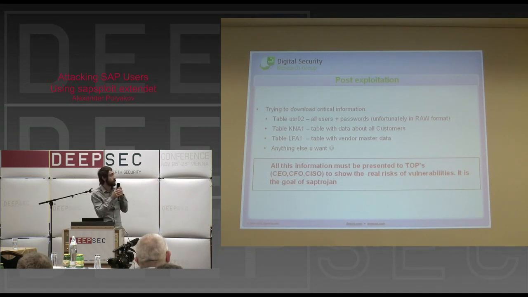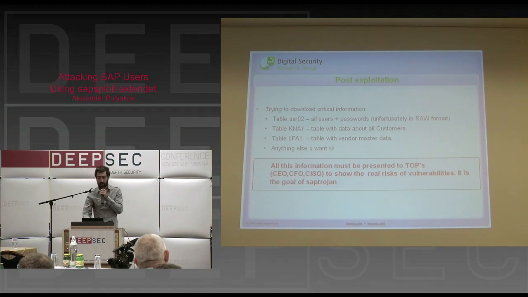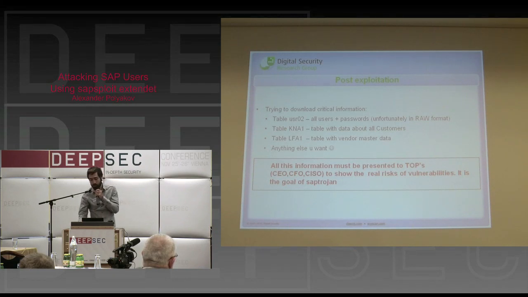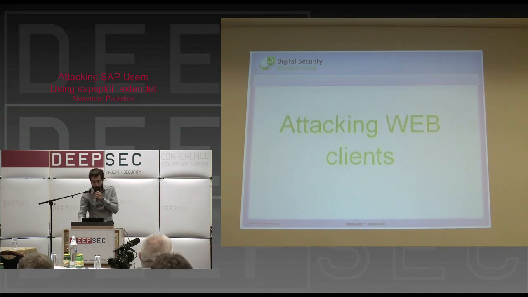So then we try to connect to the server and download the critical information. So there is a table USR02. It stores the users and passwords, but passwords are in a raw format, so it cannot be used. But anyway, you can download the information about the company customers, information about the banking accounts, and so on. And the goal of this presentation of this tool is to show how critical this information is. I'll show a demo next.